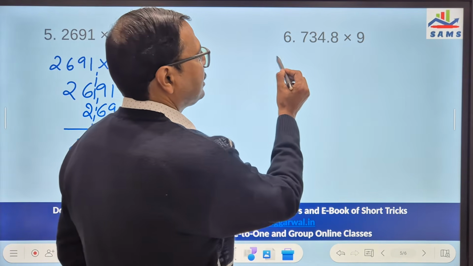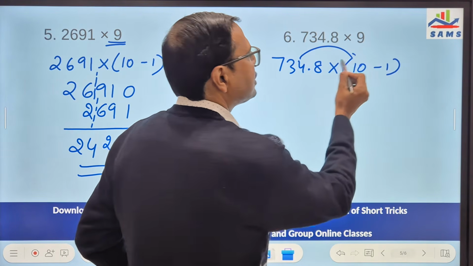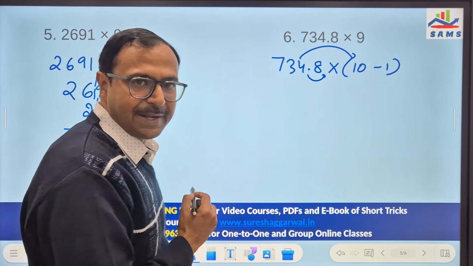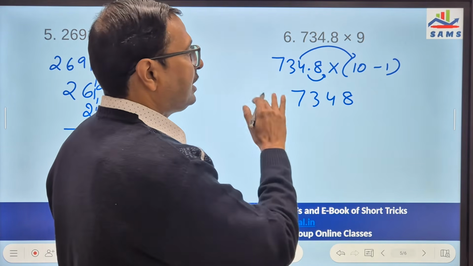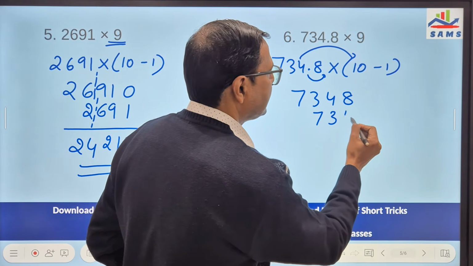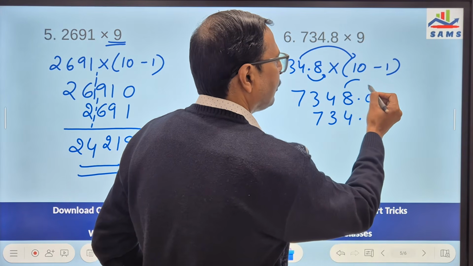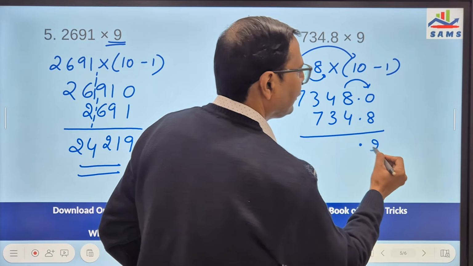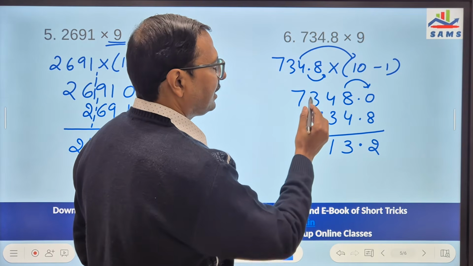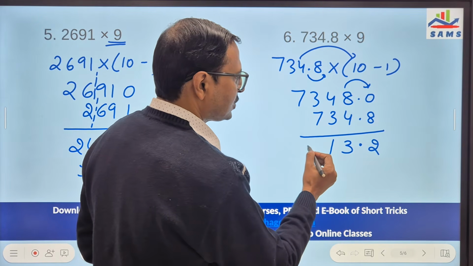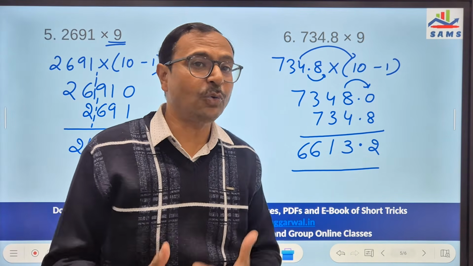Another time, 734.8, and we need to do 10 minus 1, right? So multiplication by 10 moves the decimal one digit towards the right. So this becomes 7348, and we need to subtract 734.8 like this from the number above. So I can write a 0.0 here, borrow 1 from here. This gives me 0.2, and then 7 minus 4 gives me 3. This is 1, and 73 minus 7 gives me 66, right? So 6613.2 is the product. See how quickly we are doing it.